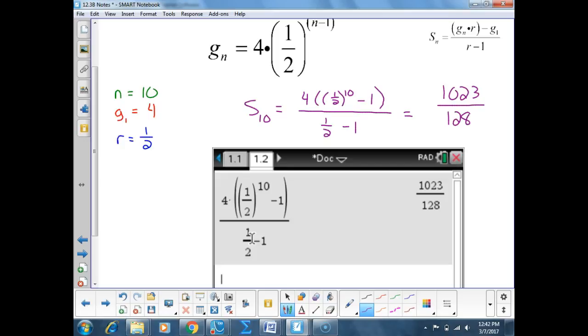So what did we decide this was? We said this was 1023 divided by 128. We would say that this would also be approximately 7.9921875. We don't like round decimals. We like fractions better. Can you write down in decimals the answer though?